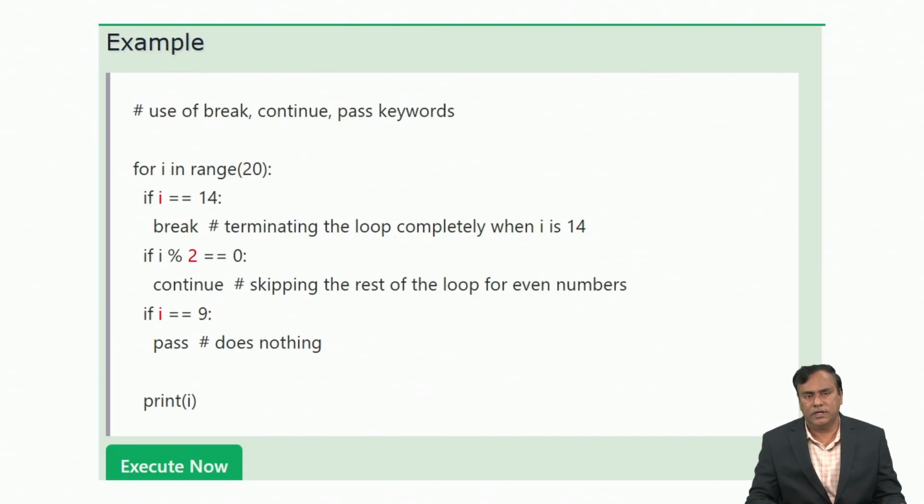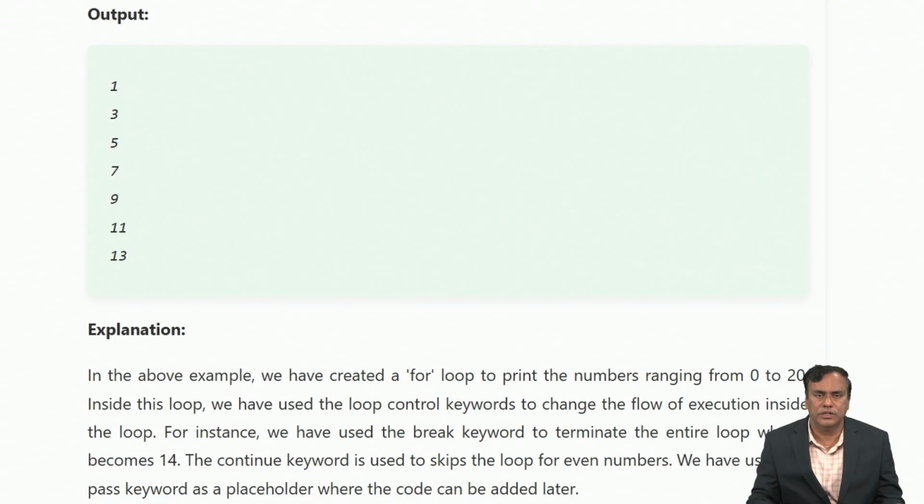And if this I is an odd number, then we are going to print that value of I. That is what the code says. Moreover, when the value of I becomes 14, you are exiting, you are coming out of this loop. So this is what it says. It is going to just display the odd numbers 1 to 13.